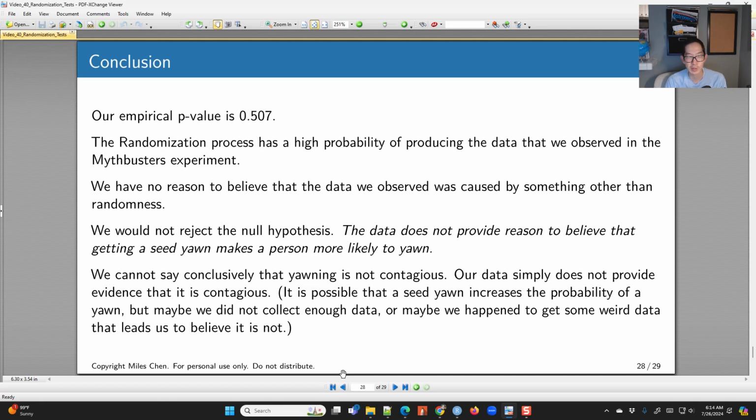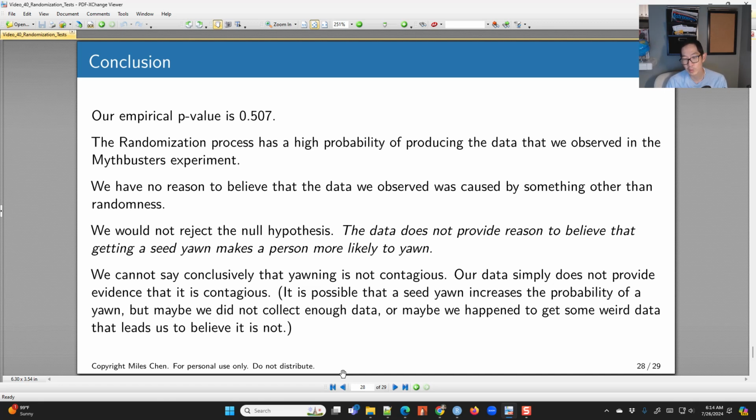So our empirical p-value is 0.507. We're saying the randomization process has a high probability of producing the data that we observed in the Mythbusters experiment. So we have no reason to believe that the data we observed was caused by something other than randomness, okay? And we would not reject the null hypothesis. And we'd say the data does not provide reason to believe that getting a seed yawn makes a person more likely to yawn, okay? On the other hand, we cannot conclusively say that yawning is not contagious, okay? Our data simply doesn't provide evidence that it is contagious.